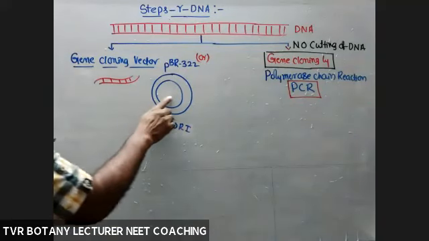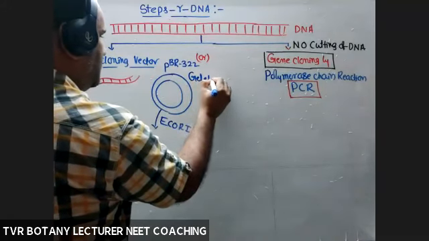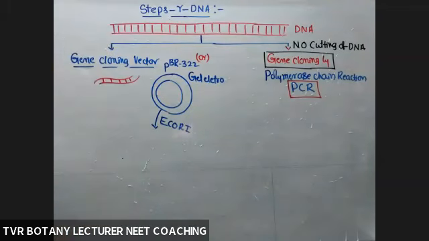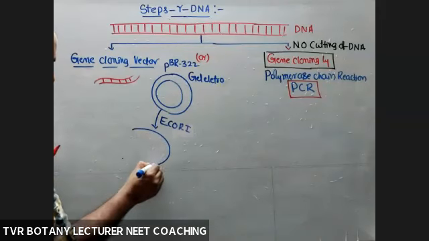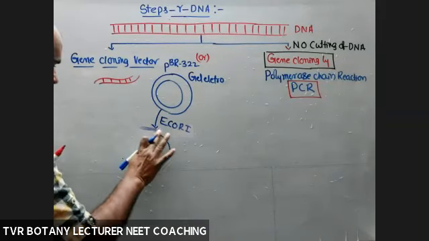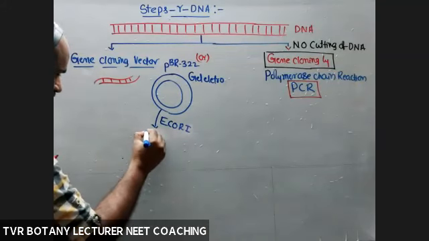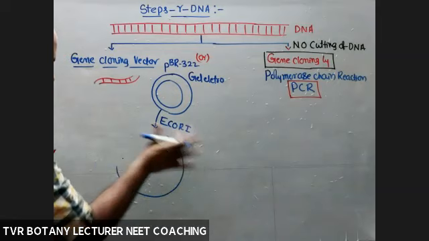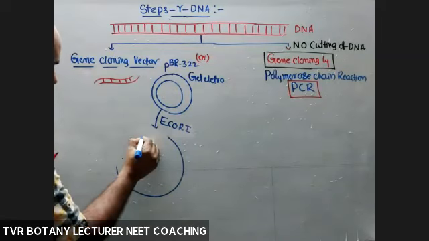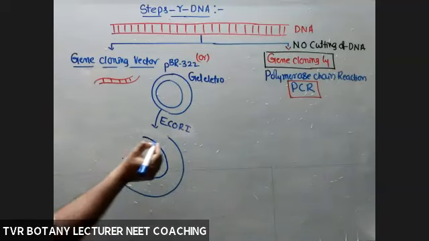So we can cut the vector within gel electrophoresis. Now the vector is opened. So the vector is open, and a space is created here in this vector.